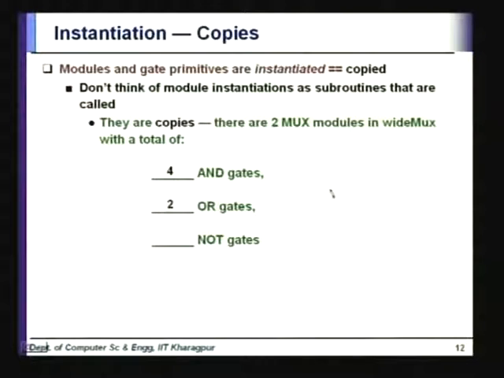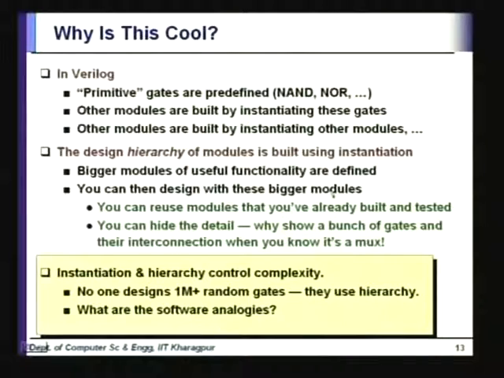There are 2 OR gates, one from mux1, one from mux2, and there are 2 NOT gates, again one from mux1, one from mux2. Why is this cool? This is cool because you can define modules in whatever way you like, and then reuse them. Other modules are built by instantiating the primitive gates, and then you can build other modules by instantiating other modules. So, you can hierarchically build up your design.